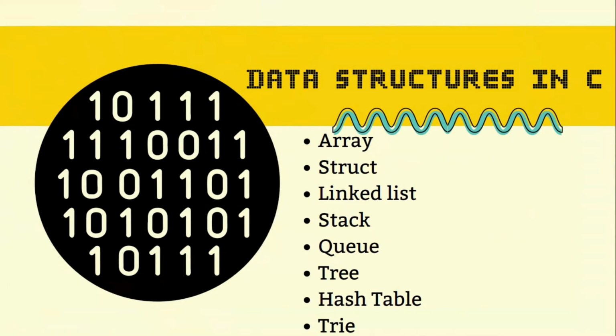C is a powerful language for implementing data structures because it provides direct control over memory through pointers and structures, or struct. Here are the most common ones, from basic to advanced: array, struct or structure, linked list, stack, queue, tree, hash table or dictionary, and trie.